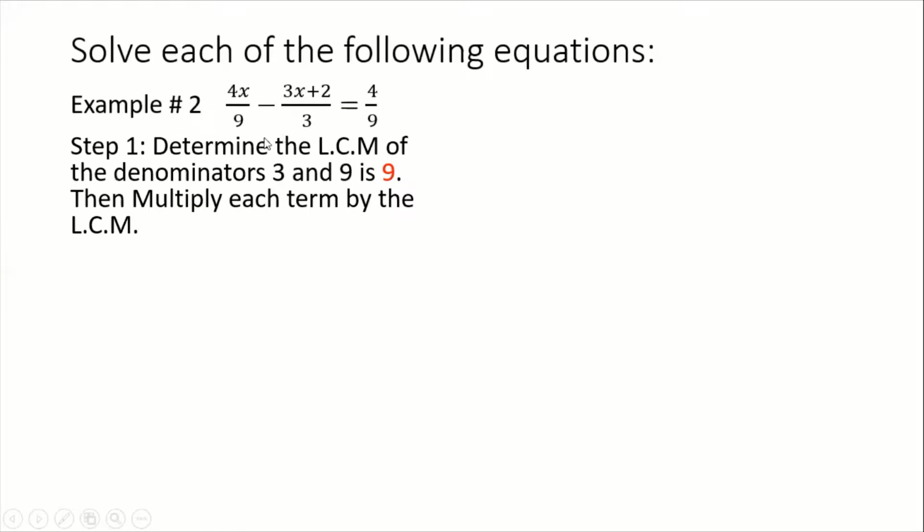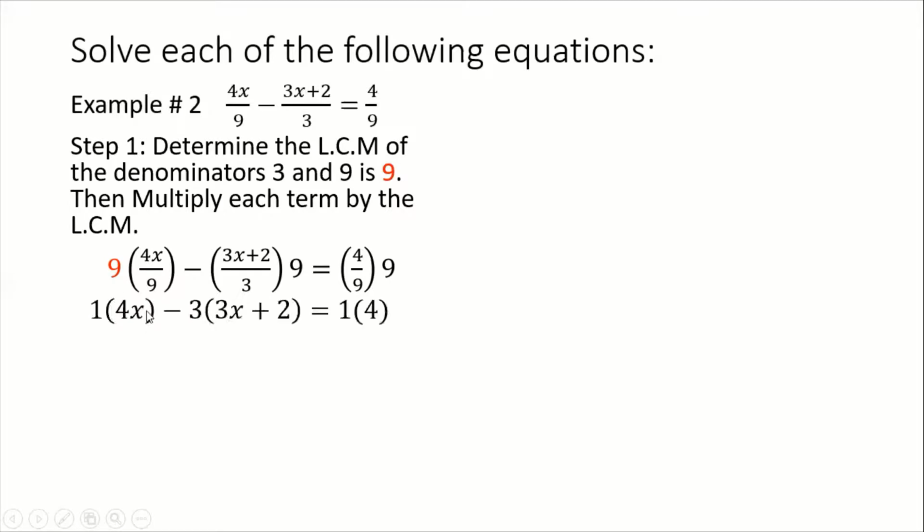So note that the lowest common multiple in this case of 3 and 9 is just 9. So we're going to take 9 to multiply each individual term. So how would you represent this in your book? You would represent this as 9 times 4x over 9 minus 3x plus 2 over 3 times 9 equal to 4 over 9 times 9. Note, by multiplying each term by the lowest common multiple, it allows us to eliminate the fraction.